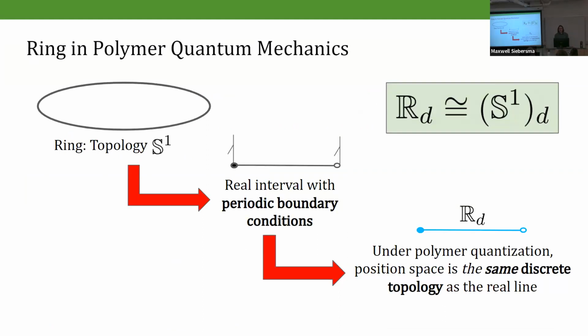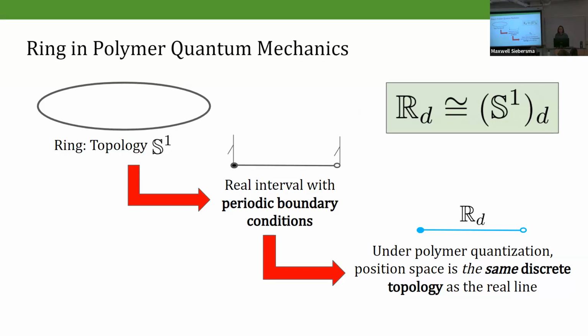So now we have all of the tools we need to talk about the particle on a ring, but we are now going into uncharted waters here. So to start with what we know, the ring as a topological space is the circle denoted S1. And we can really just think about it as taking this real interval with a periodic boundary condition on it.